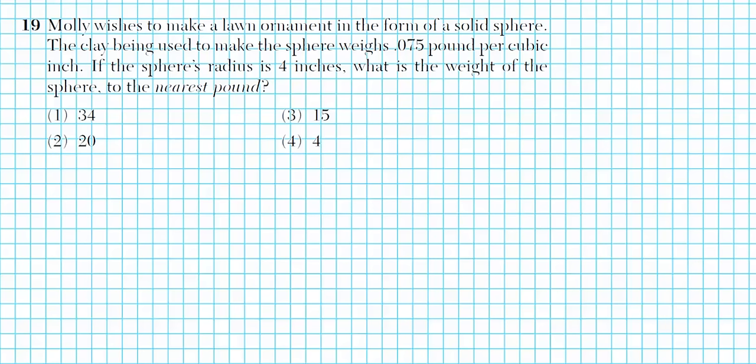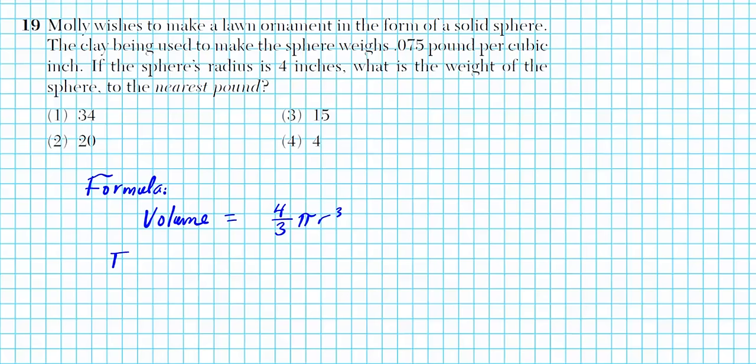There are two formulas we're going to be using for this problem. First, we're going to find the volume of the sphere, and then we're going to find the weight of the sphere using the condition that a cubic inch weighs 0.75 pounds. So the first formula is volume. The volume of a sphere is given by 4/3 pi r cubed.